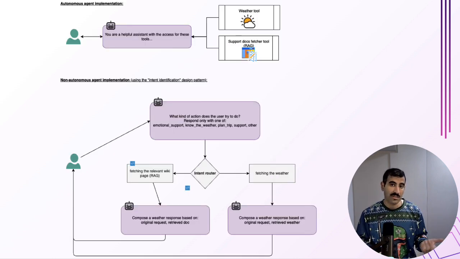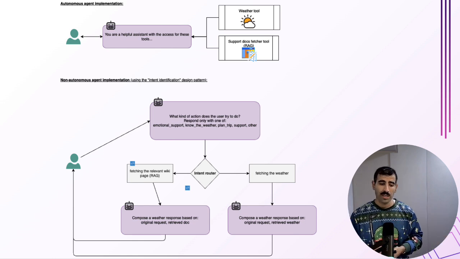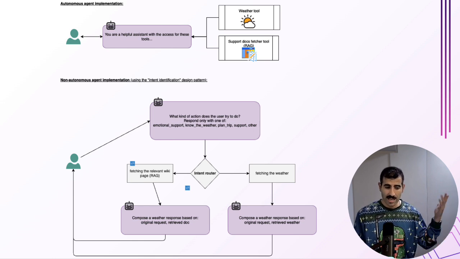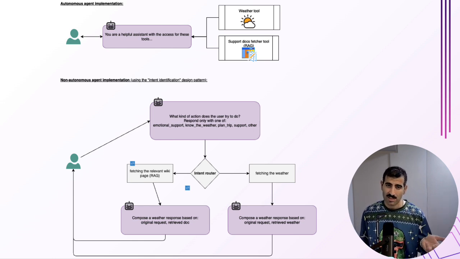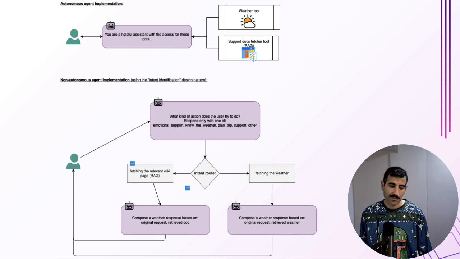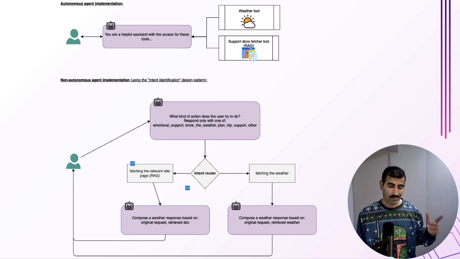And we can implement the same problem both ways, right? For example, let's say we just want to build some assistant. We can say, hey, you are a smart assistant with access to the weather and RAG tool, the knowledge tool, and the agent will just do whatever it wants in order to complete the task. Or we can achieve exactly the same with an architecture, right?